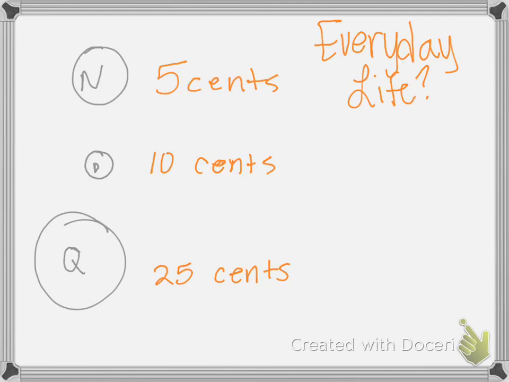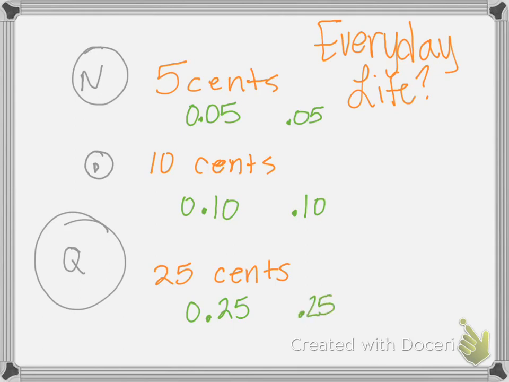Well, how do you write these as decimals? So how would you write a nickel being worth 5 cents as a decimal? We would write it like this, 0.05. 10 cents would be 0.10, and 25 cents would just be 0.25. The 0 that comes before the decimal, you don't always need to write. So if you just wrote that a nickel was worth .05 and a dime was worth .10 and a quarter was worth .25, I would take that too.